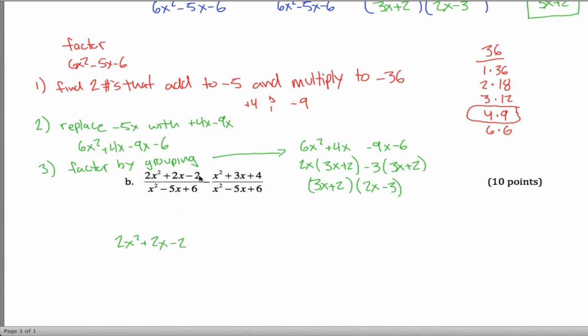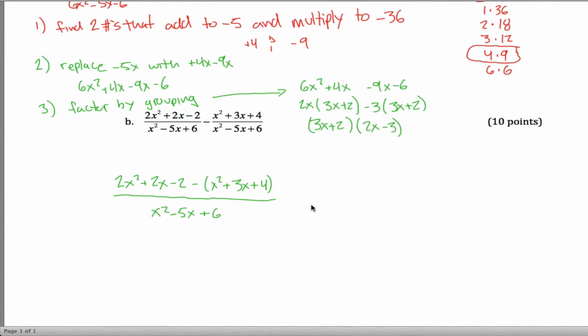So I have 2x squared plus 2x minus 2. And from that, I want to subtract x squared plus 3x plus 4. Note the parentheses. The parentheses are important. I want to subtract all this stuff, not just the first term. That's my numerator. My denominator is x squared minus 5x plus 6. I have a common denominator here, so I can subtract the numerators.